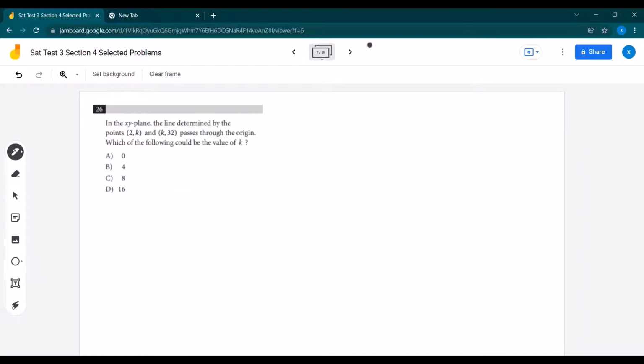All right. Question 26. In the xy plane, the line determined by these 2 points, (2, k) and (k, 32), passes through the origin. Now they want to find, what is the value of k? Well, we know this line passes through the origin, so it's something in terms of y equals mx. There's no y-intercept, because the y-intercept is (0, 0). There's no x-intercept either.